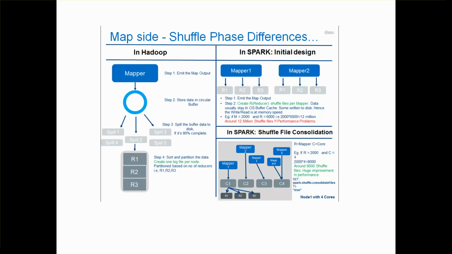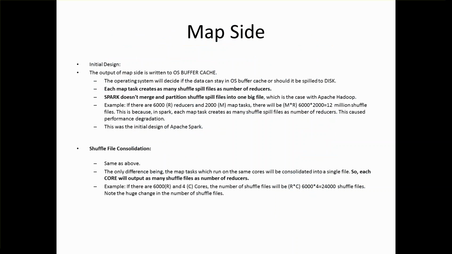And suppose there are about 2,000 reducers, and suppose there are 4 cores as given in this picture, so there will be about 8,000 new files created and given to the reducers, and those files will not be combined. As I told you, each map task creates as many spills as the number of reducers. That was the earlier initial design. Spark does not merge and partition shuffle spills into one big file. But in the improvement phase, they kept all the things the same.